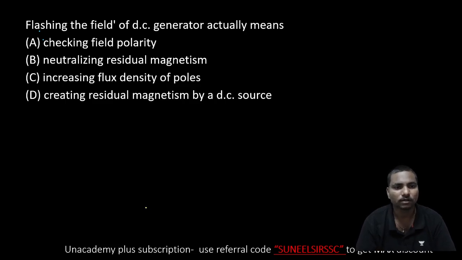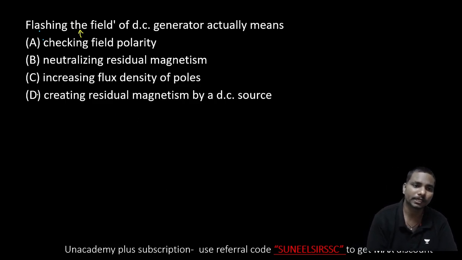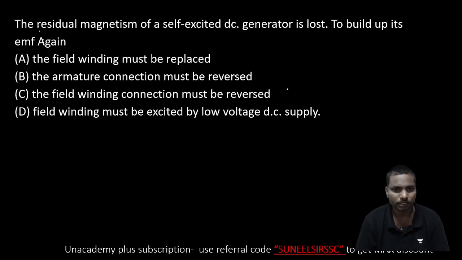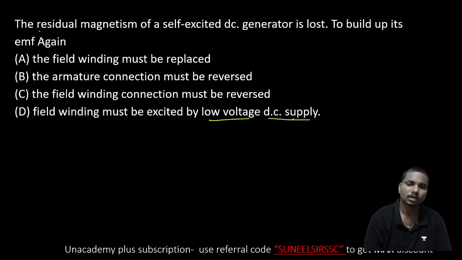What is the flashing of the field? Whenever the residual magnetism is totally 0 because the field connections are wrongly connected, in that case we go with the field flashing method, that is creating residual magnetism by a DC source. The residual magnetism of a self-excited DC generator is lost, so to build up its EMF again we have to excite it with a DC supply. So the answer is option D.